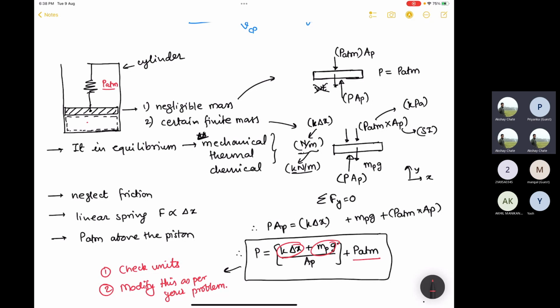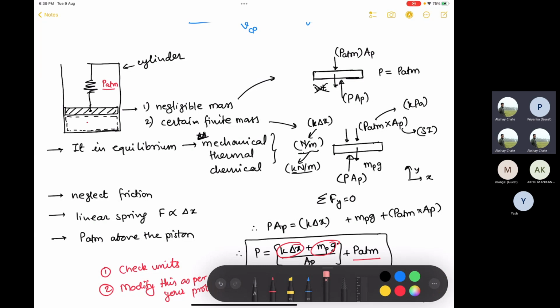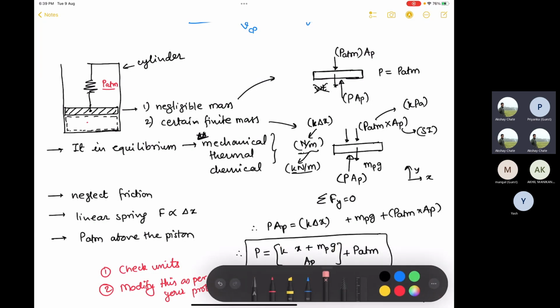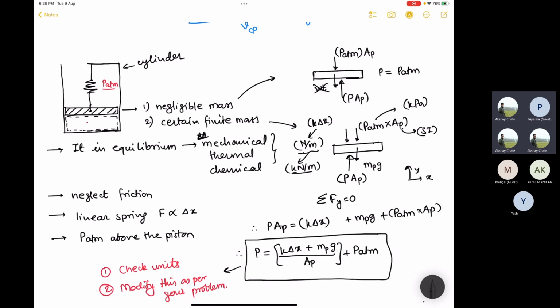Let's say the whole system itself is moving from ground to a certain height. In that case, there will also be PATM variation, but those are high level things. If you know the basic equation, and if you can modify it according to your need, you should be able to solve most of the problems in this class. So yeah, this is the point.